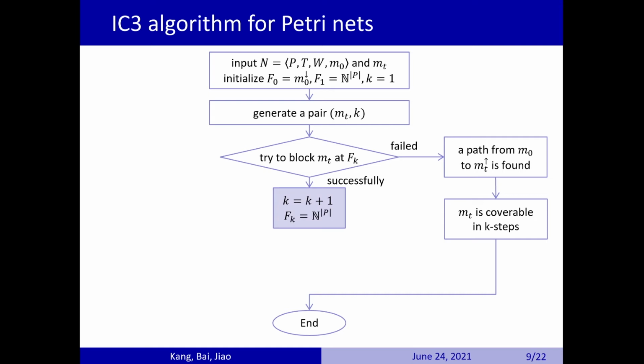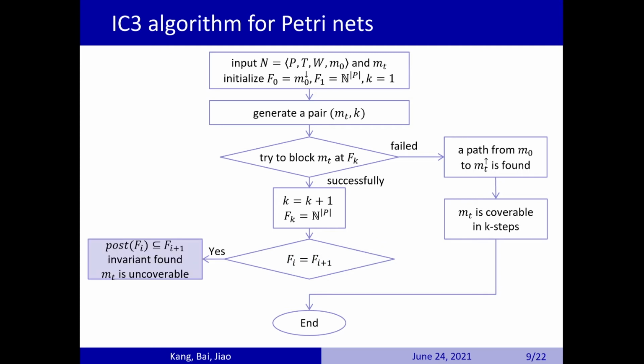And during this process, if two consecutive frames become equivalent, we can conclude that the set of all successors of Fi is a subset of F(i+1), and Fi is an inductive invariant, and we can say MT is uncoverable. Then IC3 ends. But if no consecutive frames become equivalent, then IC3 repeats this process, continuing to generate a new pair (MT, k) until IC3 ends.